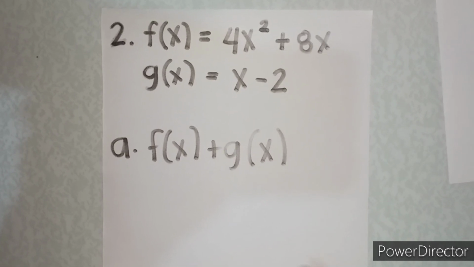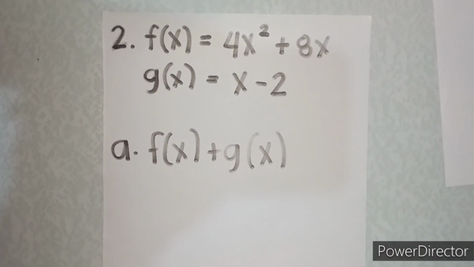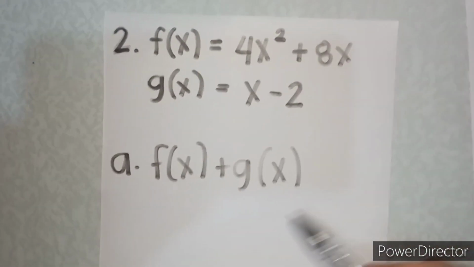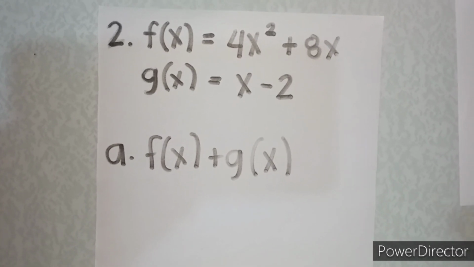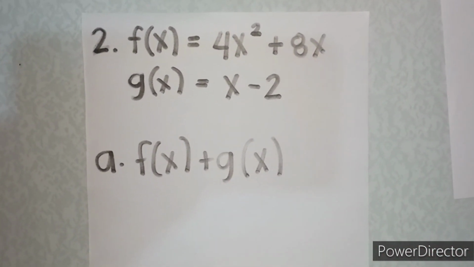Kaya mag-ballpen tayo. Okay, so we have, for example, f of x is equal to 4x squared plus 8x and g of x is equal to x minus 2. Siyempre, level up naman natin ng konti. Ngayon, meron na siyang exponent na squared. So, unahin natin ang addition.